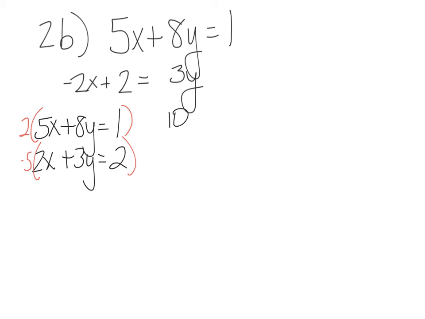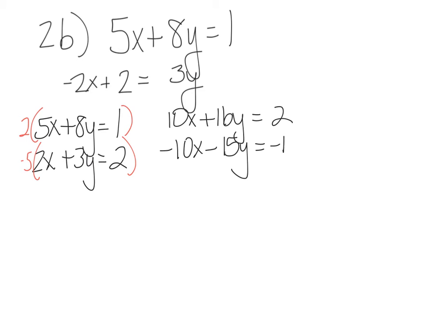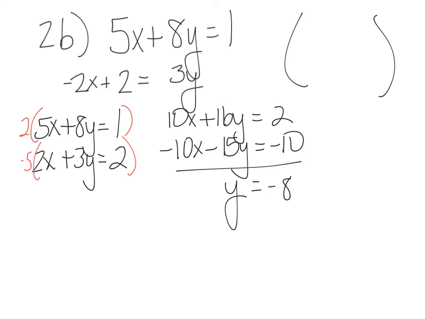So I'm going to get 10x plus 16y equals 2. And then I'm going to get negative 10x minus 15y equals negative 10. Combine them together. The 10x's, the x values, cancel. So I'm left with 1y equals negative 8. So if y equals negative 8, I can plug this in. Which equation do I want? I'm going to do the second one.